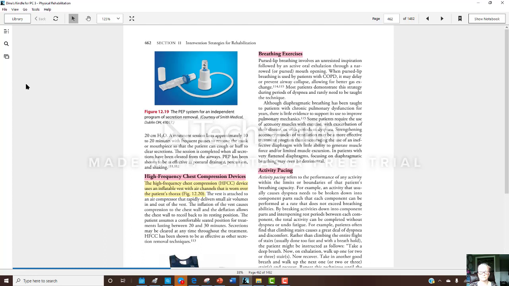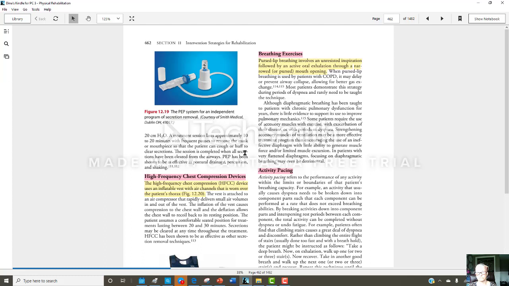Breathing exercises. Pursed lip breathing involves an unresisted inspiration followed by an active oral exhalation through a narrowed or pursed mouth opening. When pursed lip breathing is used by patients with COPD, it may delay or prevent airway collapse, allowing for better gas exchange. Most patients demonstrate this strategy during periods of dyspnea and rarely need to be taught the technique.